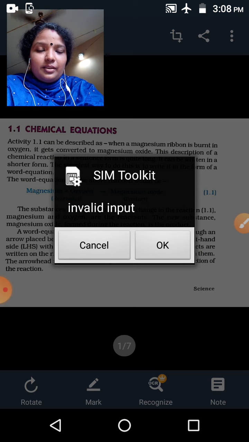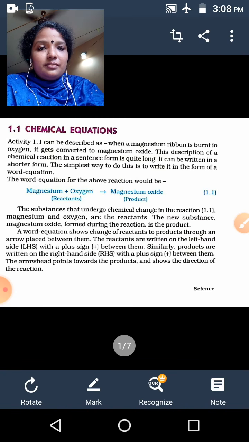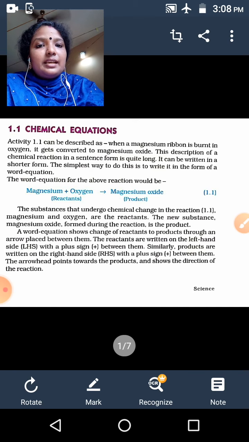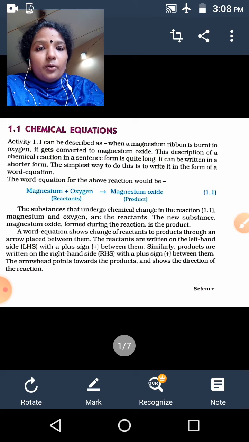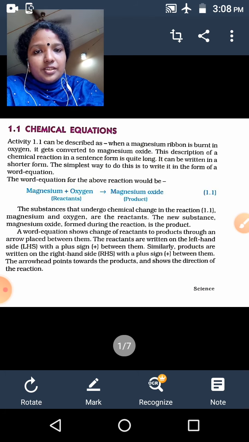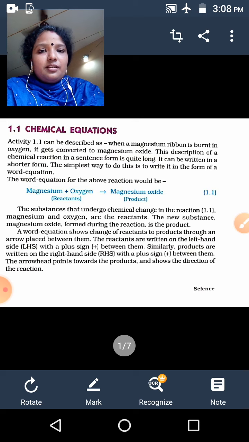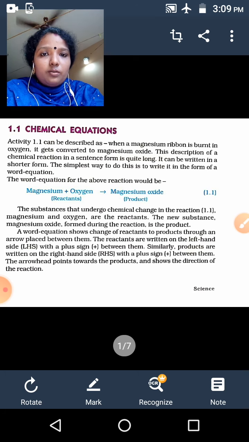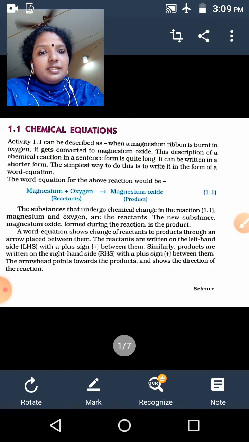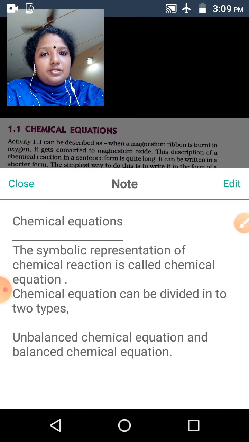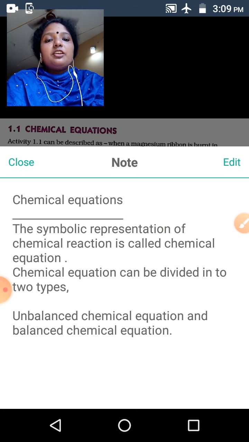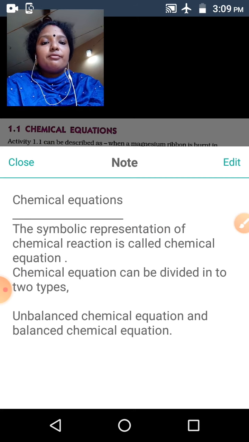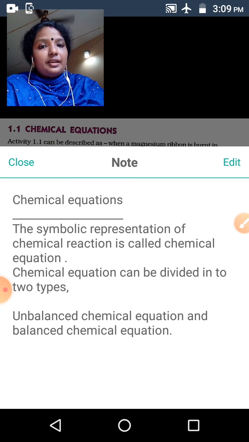Then what do you mean by a chemical equation? The symbolic representation of a chemical reaction is known as a chemical equation. Which means this word equation can be represented as Mg plus O2 gives 2MgO. This type of equation is known as a chemical equation. All of you look at that note: the symbolic representation of a chemical reaction is called a chemical equation.